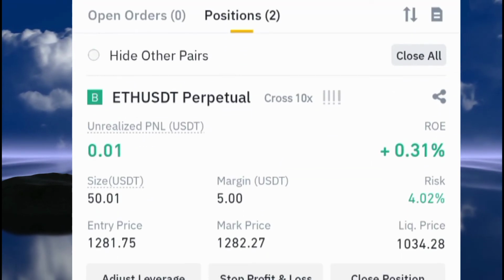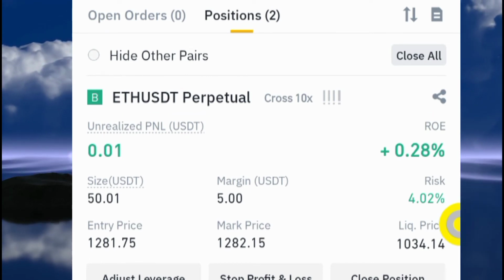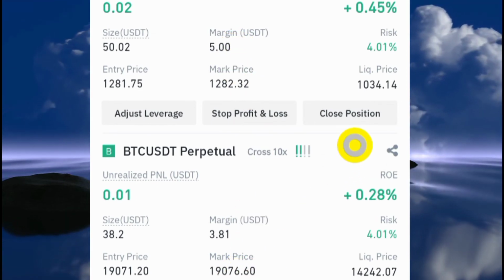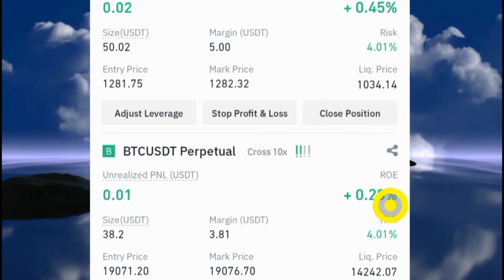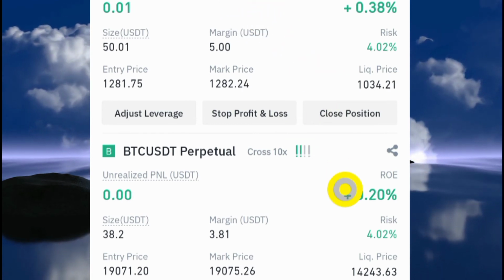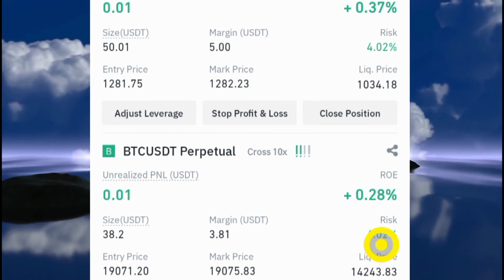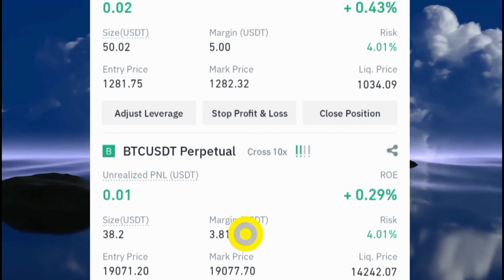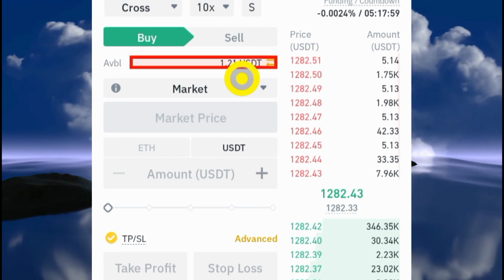Now, because I am in cross mode, what this simply means is that the available balance plus the margin I have here and the margin I have here, and the possible profits I'm making, are all my collateral. They would be used to run this trade. If I get to my liquidation price, the liquidation price for this is this, the liquidation price for this is this. If I lose this trade, I would lose this initial margin here, and I would also lose this 1.21 USDT balance here.